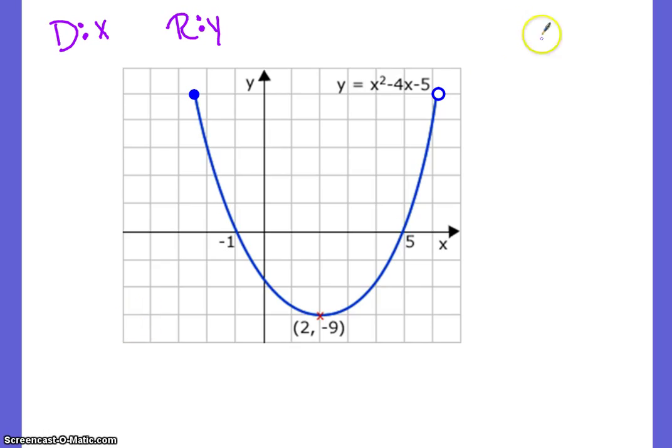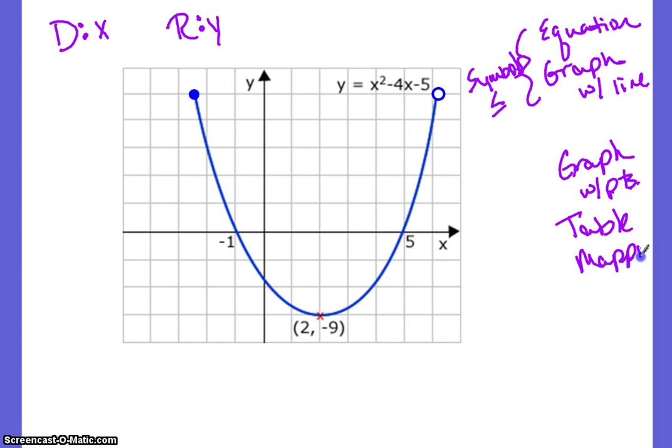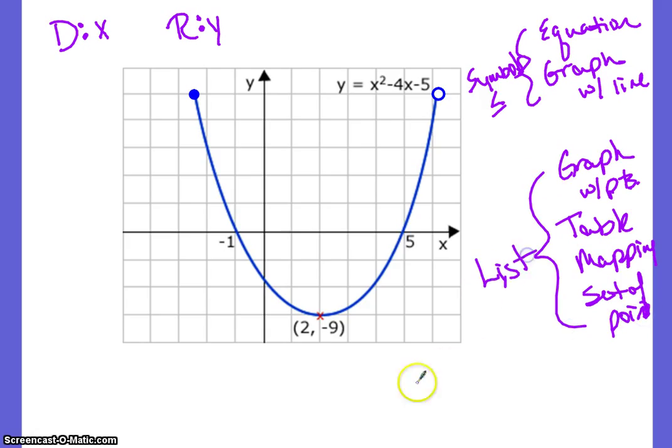Remember that if they give you an equation or a graph with a solid line, you're going to use your symbols, which is your less than or equal to or your less than. If they give you a graph with points, if they give you a table, if they give you a mapping, if they give you a set of points, then you're going to use a list of numbers. Today we're focusing on when they give you a graph with a solid line.